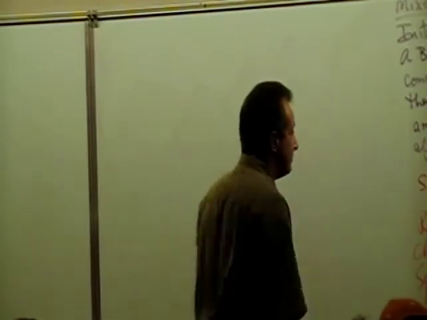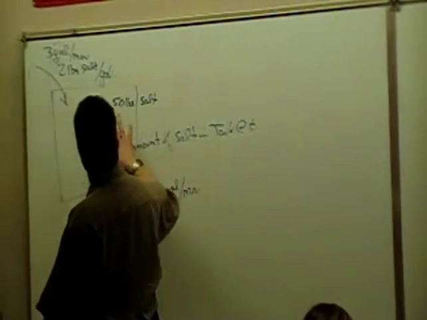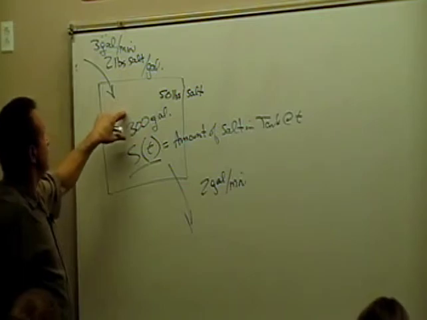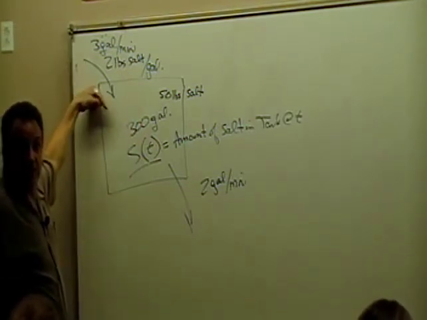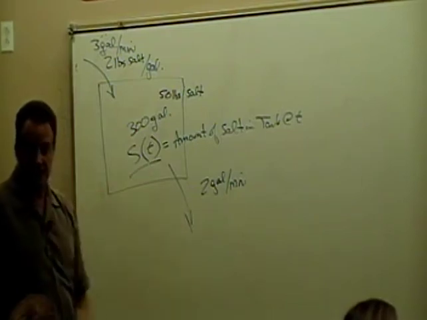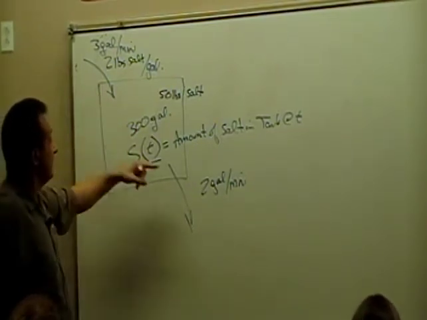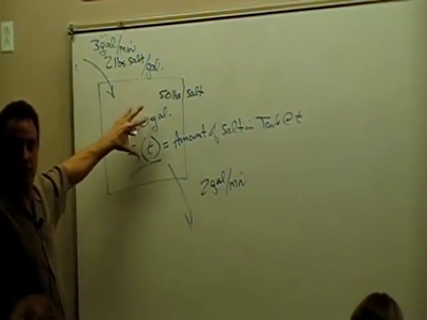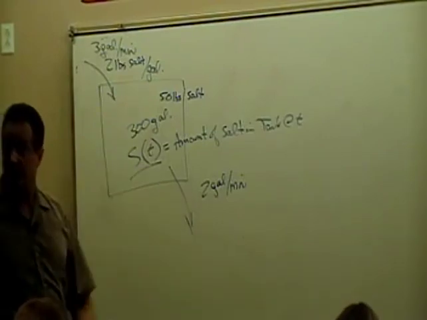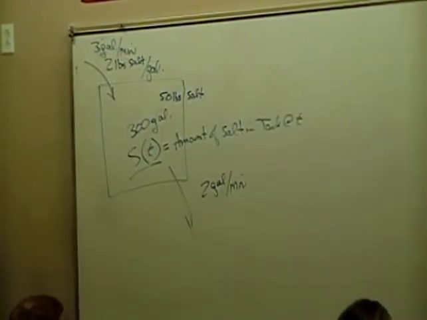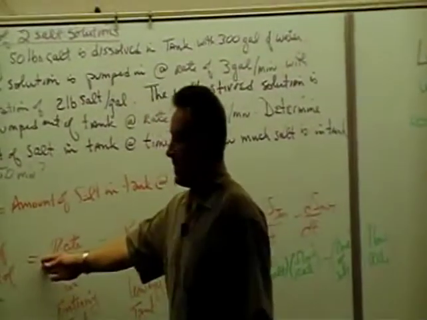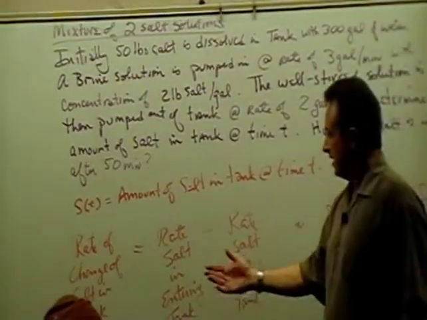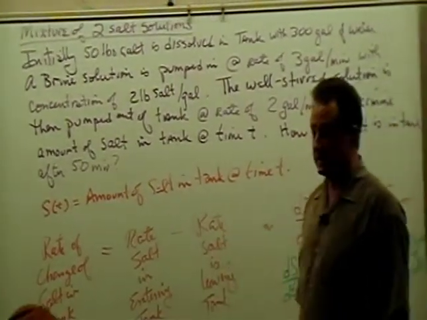In this particular case, we can say that the rate at which the salt is changing in the tank is really just the difference between the rate at which the salt is entering minus the rate at which the salt is leaving. The difference of the amount of salt going in and out will either increase or decrease the salt concentration. So the rate of change of the salt in the tank is simply equal to the rate of salt entering the tank minus the rate of salt leaving the tank.